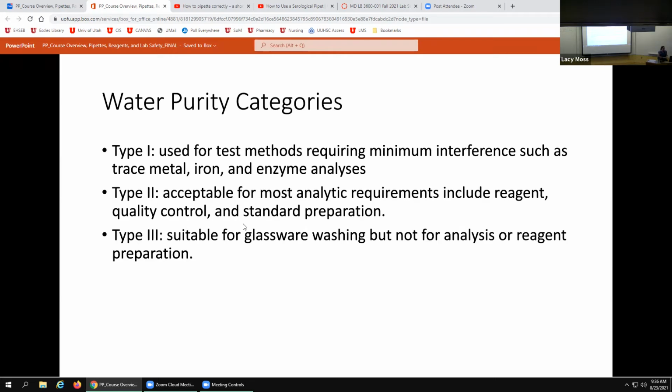All right. Okay, water purity categories. There's type 1, which is used for test methods requiring minimum interferences. This is like trace metal, iron, and enzyme analyses. This is very pure. Type 2 is what you're going to be using for most things. And then type 3 is like you're washing your glassware or preparing reagents.